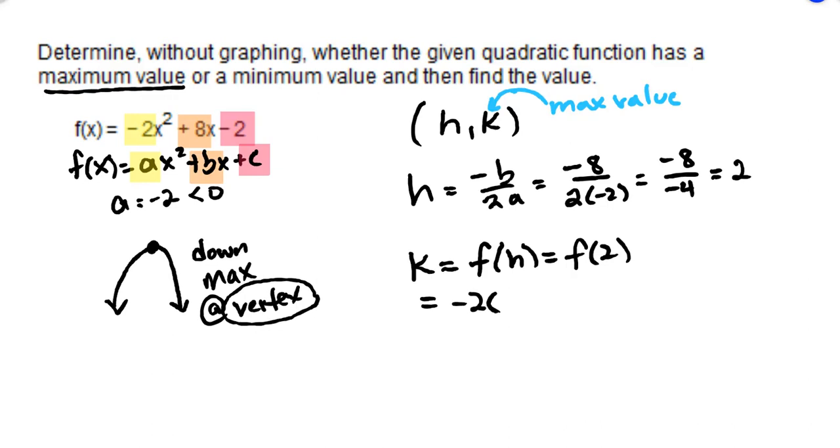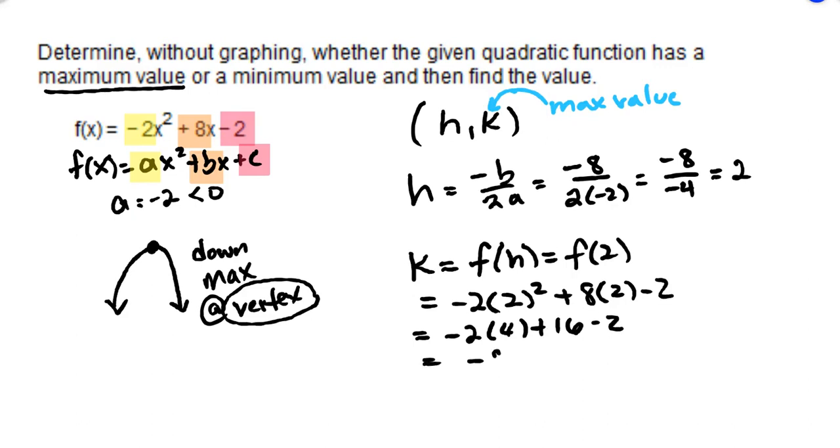We have -2 times 2 squared plus 8 times 2 minus 2. We're going to follow order of operations, applying the exponent first. 2 squared is 4. And -2 times 4 is -8. -8 plus 16 is +8. And 8 minus 2 is 6. So this function has a maximum value of 6.